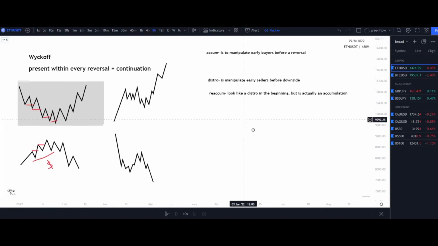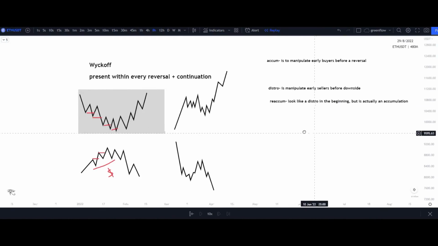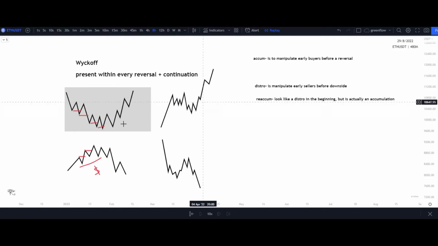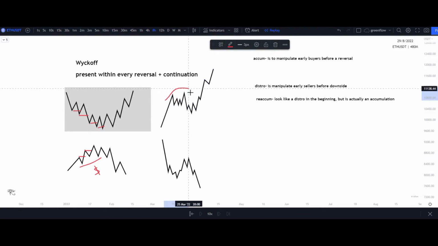Okay. So looking at it like this, our continuation to the upside, our reaccumulation to the upside, is going to look like that distribution in the beginning. We're going to be manipulating highs, leaving those lows. But we know that overall we're still bullish. So as long as we hold this low that caused this high to the upside, then we can still see that continuation to the upside.